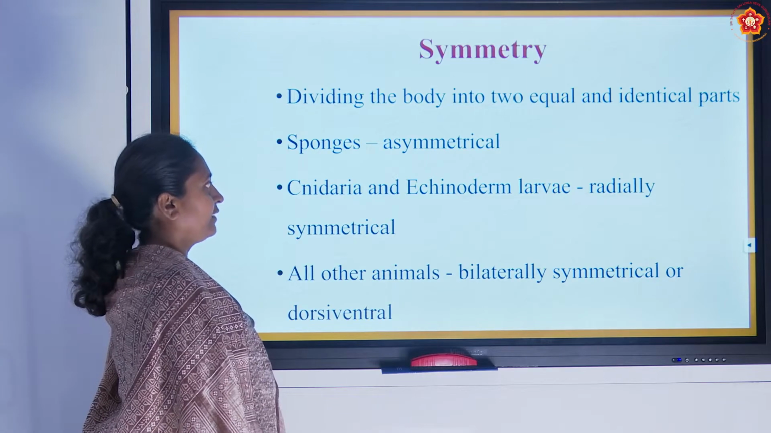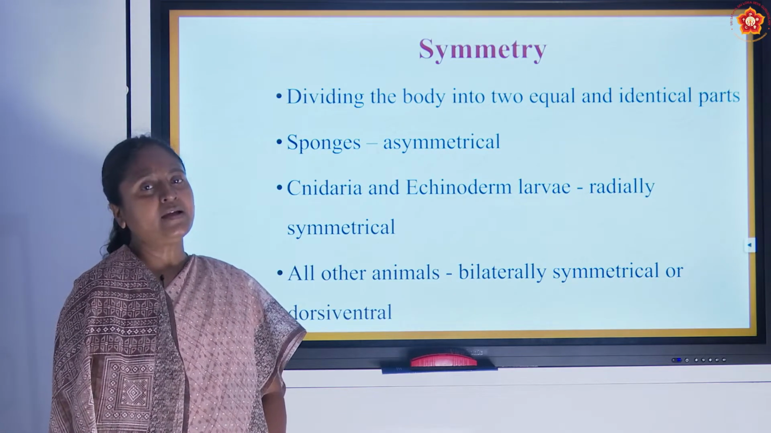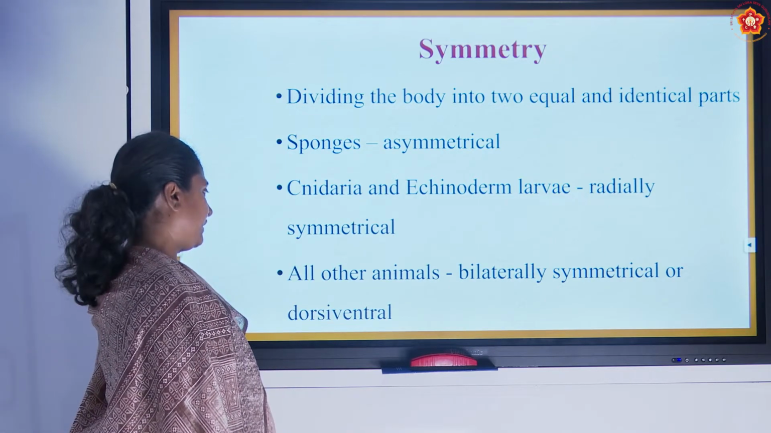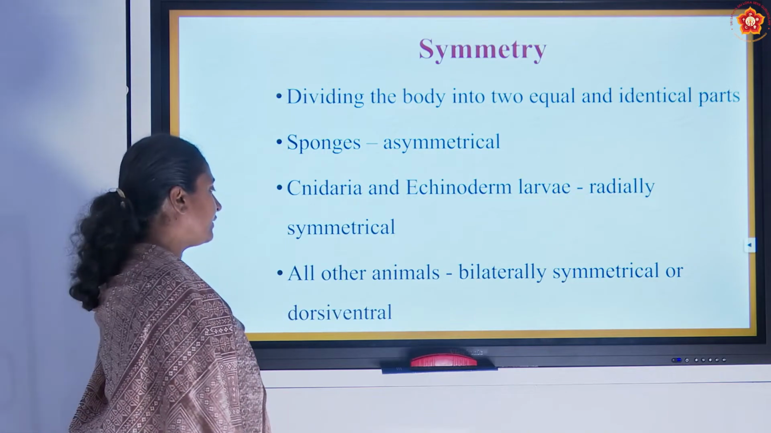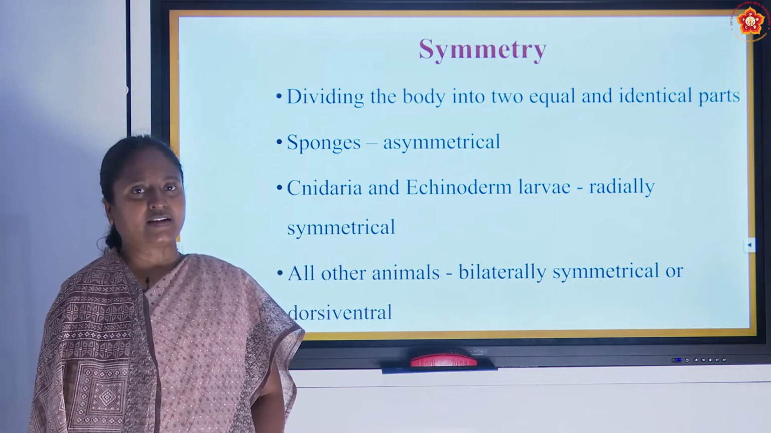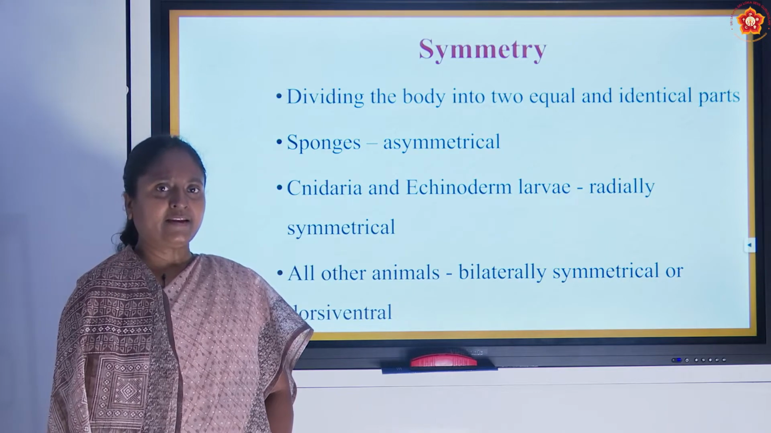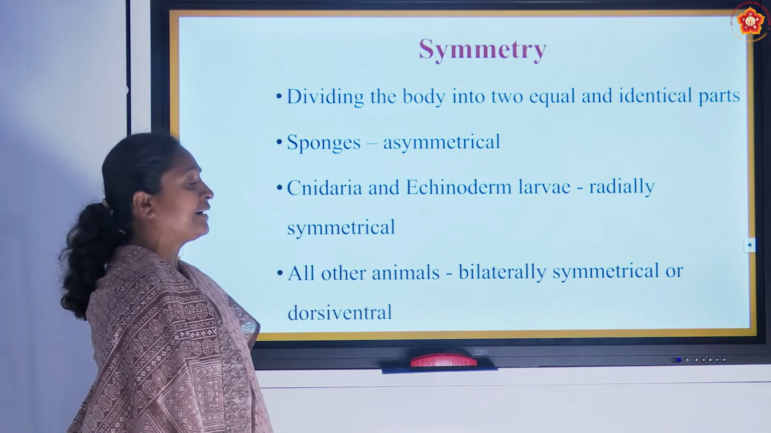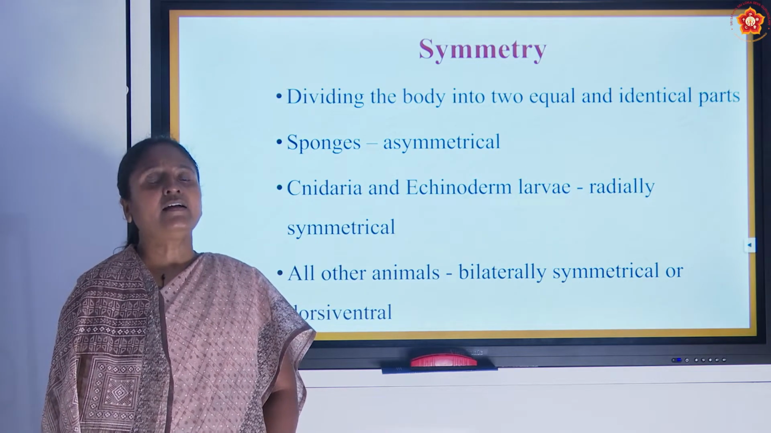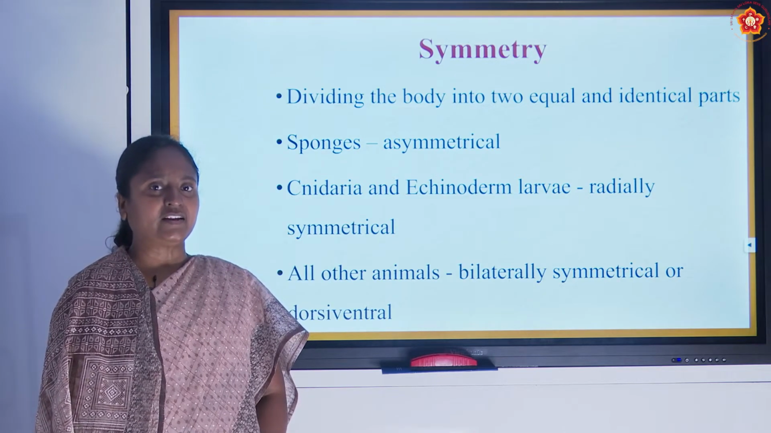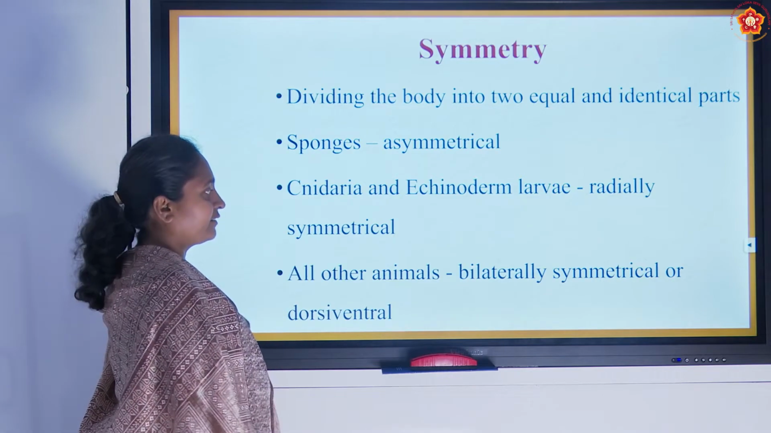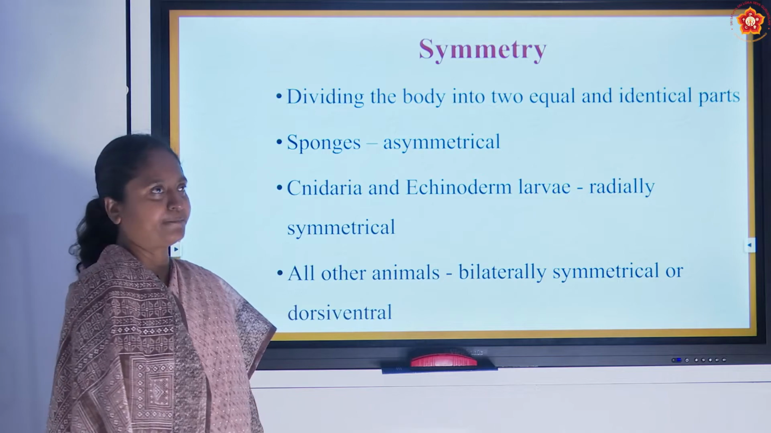All the other animals in the phyla are considered to be bilaterally symmetrical organisms or dorso-ventrally symmetrical organisms. The dorsal side is the upper side and the ventral side is the lower side. When we divide in that plane, we can consider that, and bilateral symmetry is left and right. So in either way, front and back or side to side, at any one angle we can divide the organism into two equal halves. That is present in all the other organisms, and is known as bilateral symmetry.